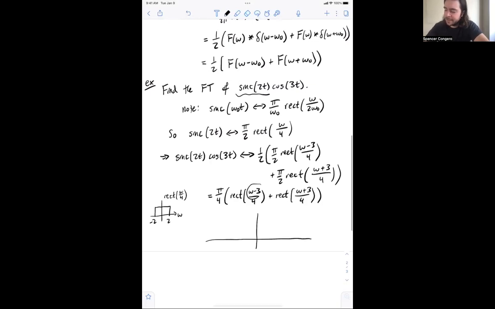Okay, and so if I shift that to the right by 3, now it's going to be centered at 3. It's going to go to the left by 2, to the right by 2. And this one's the same thing, just shifted to the left by 3. It's going to go to the right by 2 and to the left by 2. And the height of both of them is just pi over 4. Okay, so that's what that Fourier transform looks like, of sinc of 2t times cosine of 3t.